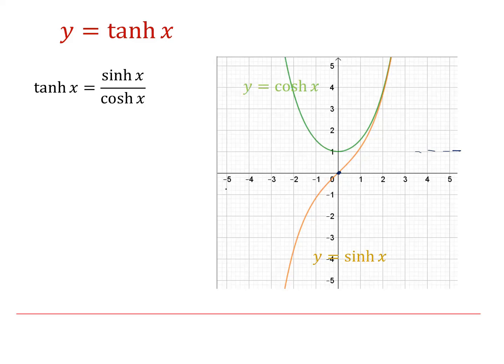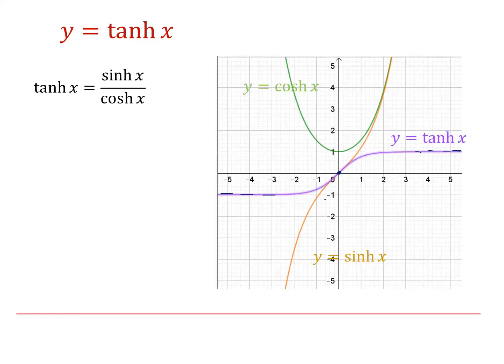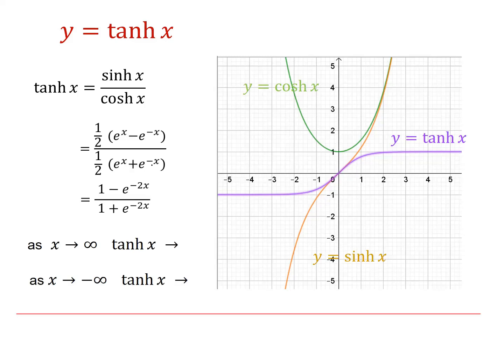And for negative x, I've got very large and negative values for sinh and large and positive values for cosh, and again it tends to an asymptote out here at y equals minus 1. And there's the graph of tanh x. So here is that with some of the algebra put in. There I've got sinh x over cosh x, and with a little bit of rearrangement, dividing top and bottom effectively by e to the x, I get that tanh x is 1 minus e to the minus 2x over 1 plus e to the minus 2x.